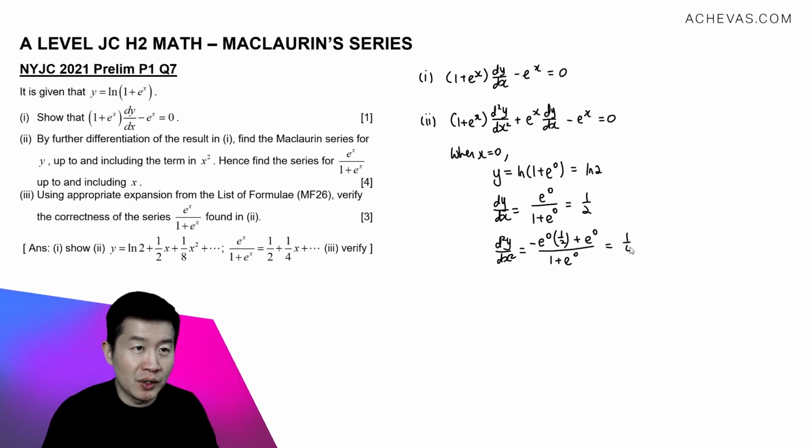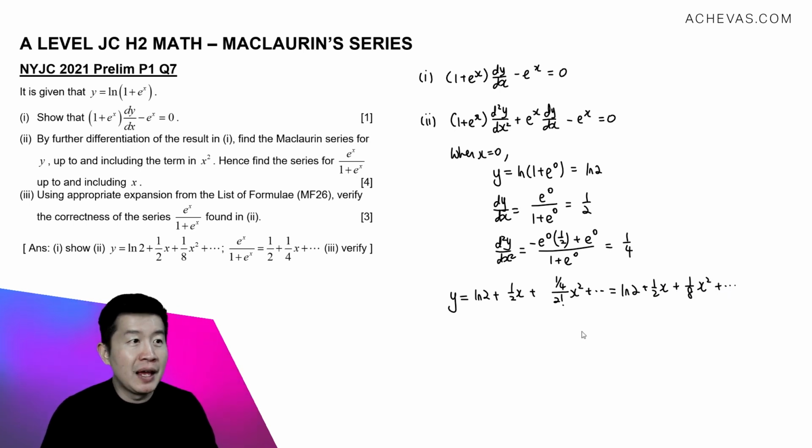This gives me 1 over 4, which means that y is going to be equal to f(0), so ln 2, plus f prime(0), which is half, so half times x, plus f double prime(0), which is 1 quarter. So we have 1 quarter divided by 2 factorial times x squared, and all the way up to infinity. And this is equal to ln 2 plus 1 over 2 x plus 1 over 8 x squared, all the way up to infinity.